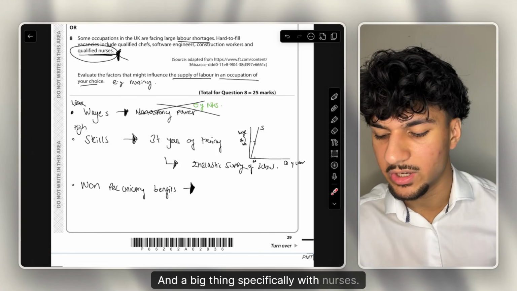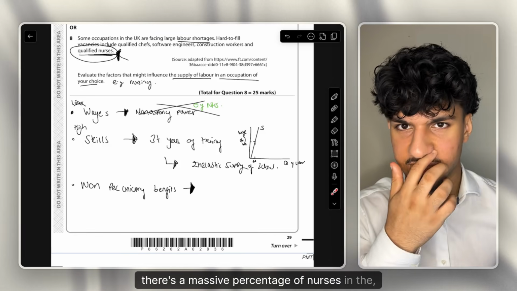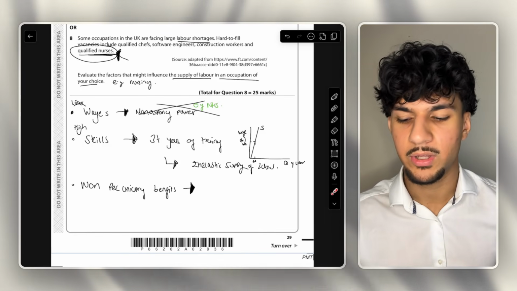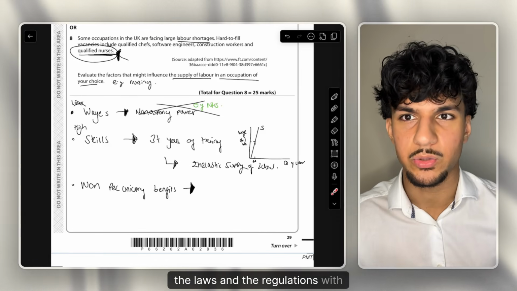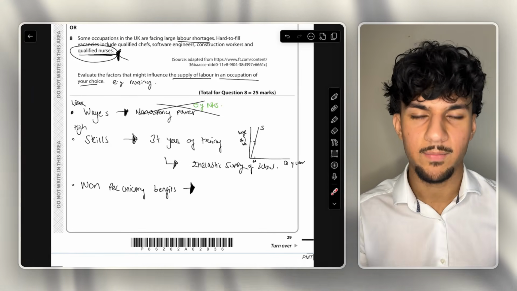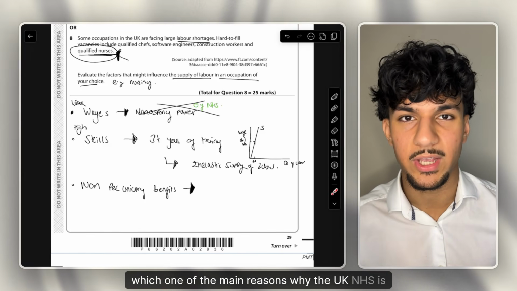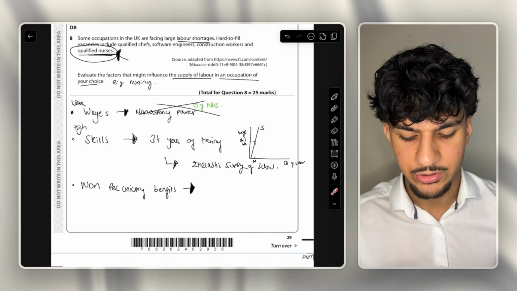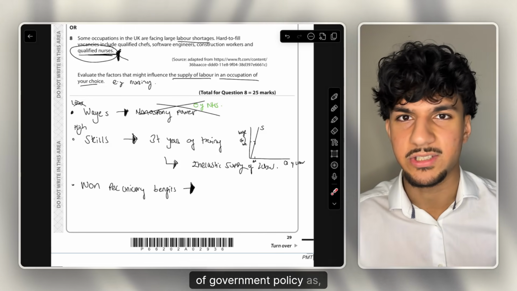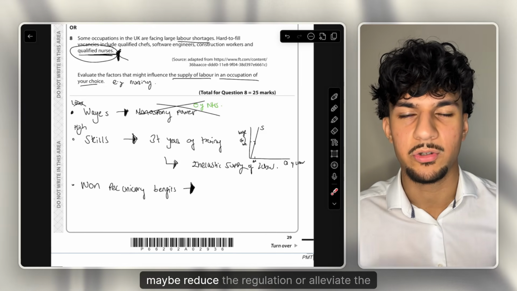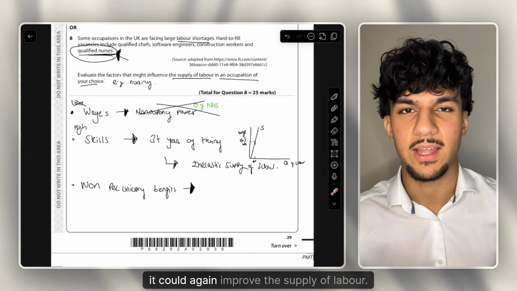And a big thing specifically with nurses, another evaluation point, is definitely migration. There's a massive percentage of nurses that used to come into the UK from Europe. So post-Brexit, that has obviously been massively affected, since the laws and the regulations with workers moving between Europe and the UK have changed massively. So post-Brexit, there's been a massive undersupply of nurses from Europe, which is one of the main reasons why the UK NHS is struggling with the undersupply of nurses. So you could say in evaluation, this depends on the levels of migration, or again, depends on levels of government policy, as if they alleviate the constraints or reduce the regulation for nurses moving between Europe and the UK, it could again improve the supply of labour.